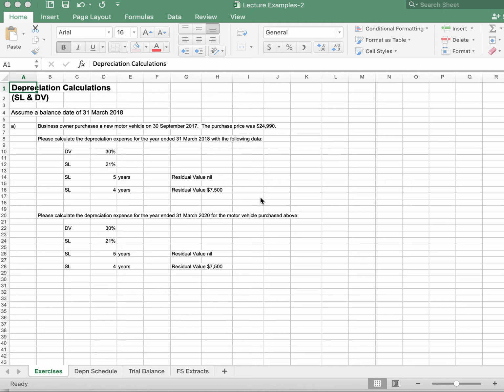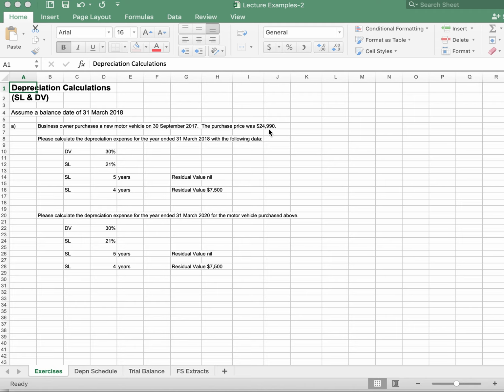Hi, I'm going to work you through the lecture example on calculating depreciation. So this is the first tab called exercise, and it gives us a number of scenarios. Okay, so we've purchased an asset.